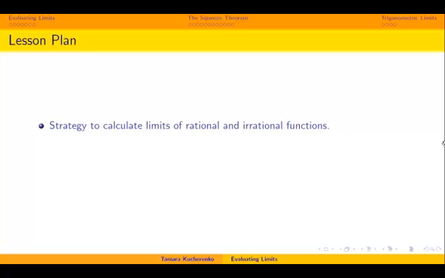We will start the lesson with an outline of the strategy for calculating limits of rational and some irrational functions. Then we discuss an additional tool for evaluating limits, the squeeze theorem. We finish the lecture by applying the squeeze theorem to evaluate the trigonometric limits.